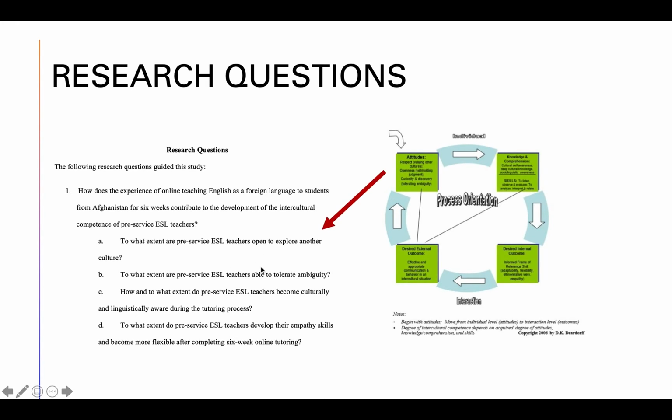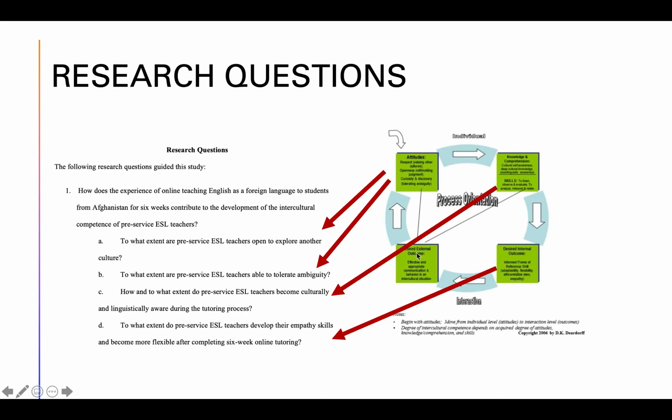So my first question is directly related to my first component, which is about openness, right? And my second question is, again, related to this one, but this time it's about tolerating ambiguity. And when we look at the third one, it is about becoming culturally and linguistically aware. And as you see here, awareness is part of this second component. And lastly, the fourth question is about flexibility and empathy. And this is the third component.